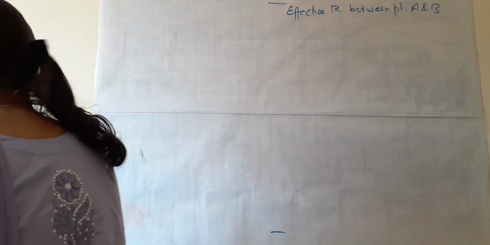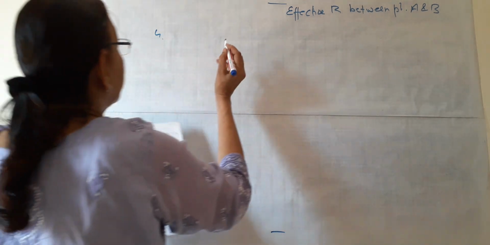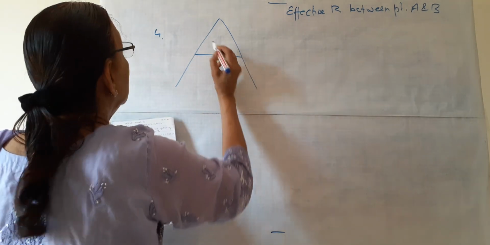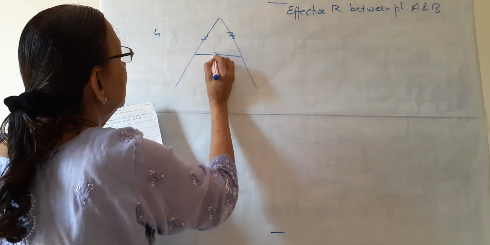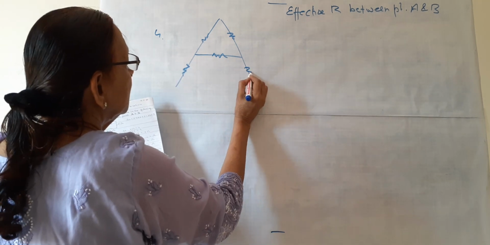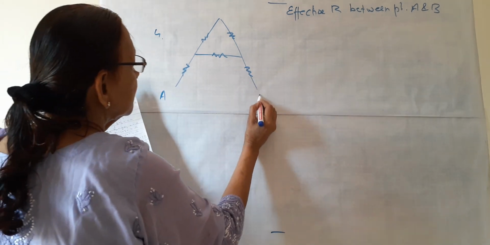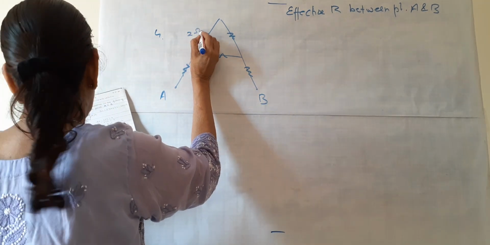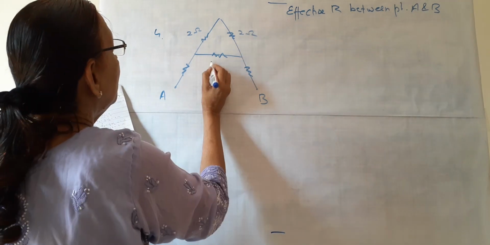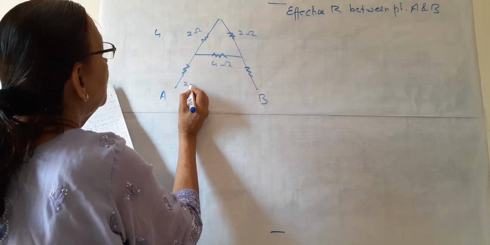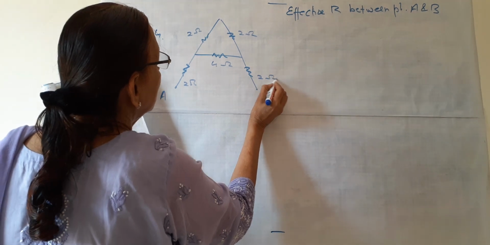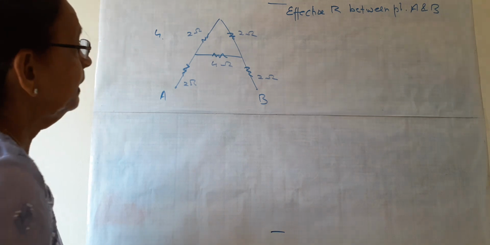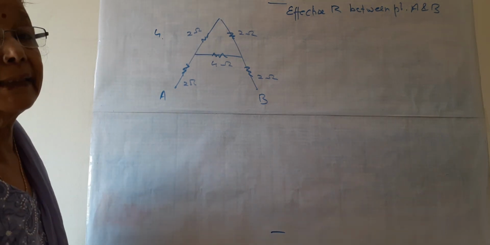The fourth, see, it is like this. This is one, the other, this is A and this is B. Like this. This is 2 ohm, 2 ohm, 4 ohm, 2 ohm and 2 ohm. 1, 2, 3, 4, 5 resistors are there. They are arranged like this.